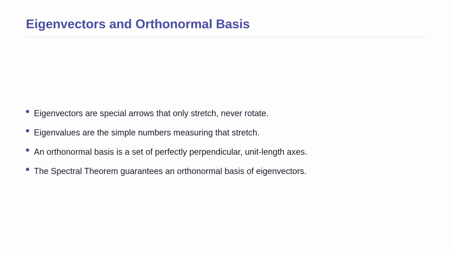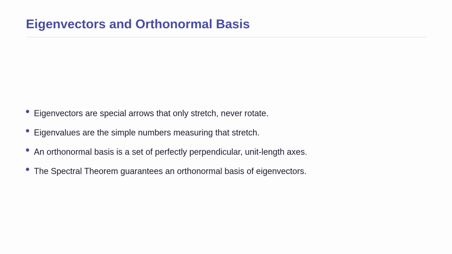Building on our symmetric matrix, we need to understand the tools that will form our perfect viewing angle. These are eigenvectors and eigenvalues. Eigenvectors are special arrows in space that do not change their direction when the matrix transforms them. They only stretch or shrink. The amount they stretch is the eigenvalue.